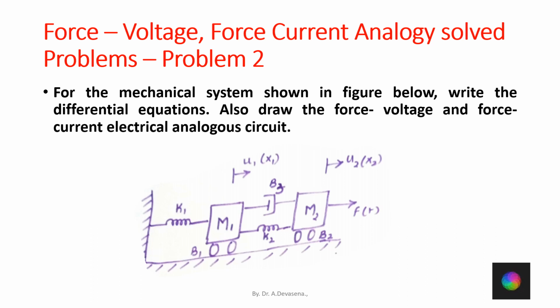In this mechanical translational system, we have two masses, M1 and M2. The force f(t) is applied to the mass M2. Because of the applied force, the mass M2 experiences a displacement x2. The mass M2 has a dashpot B2. Similarly, mass M1 has a dashpot B1. Between the masses M1 and M2, dashpot B3 and spring K2 are connected. One end of the spring K1 is connected to a fixed end and the other end is connected to mass M1.